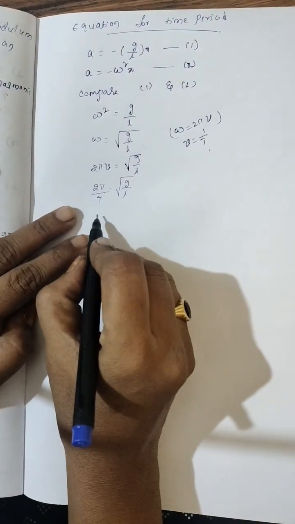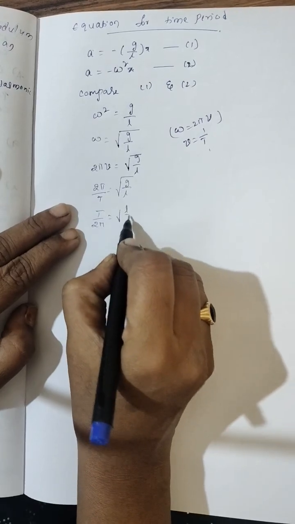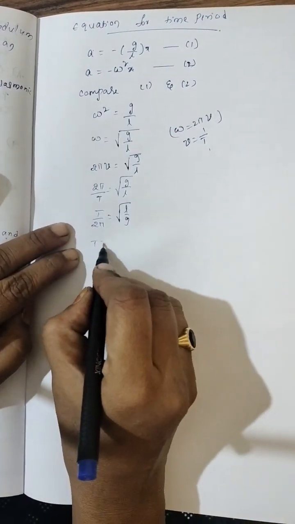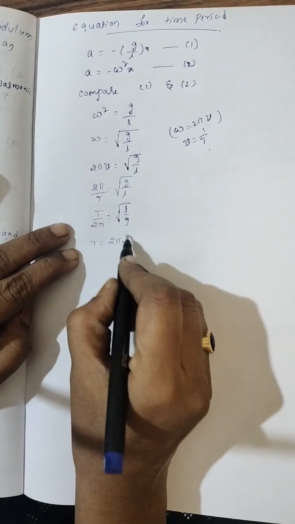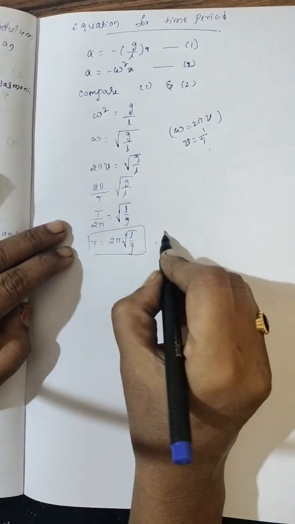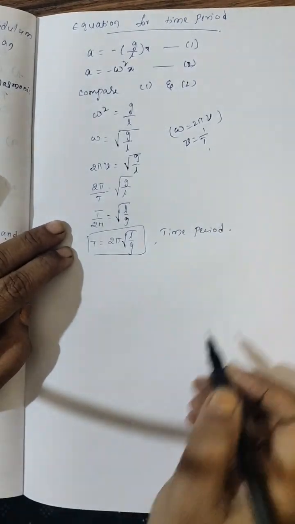Now, just write the reciprocal. T by 2 pi equals under root L by g on both sides. Now 2 pi, send it to this side: T equals 2 pi under root L by g. So this is the required equation for the time period of a simple pendulum.